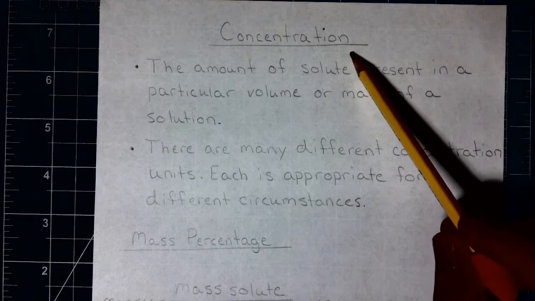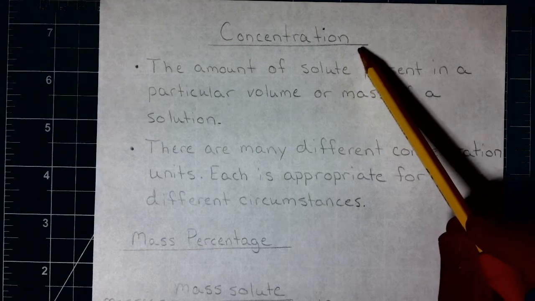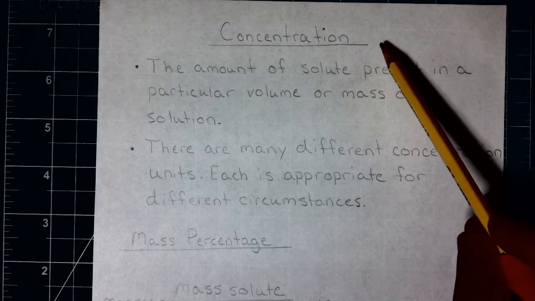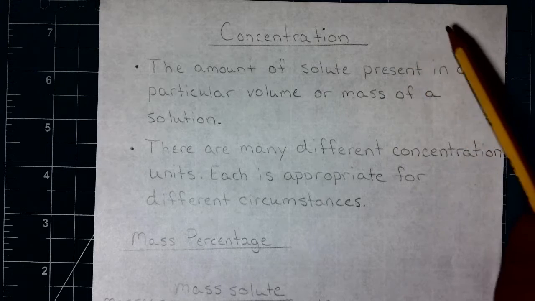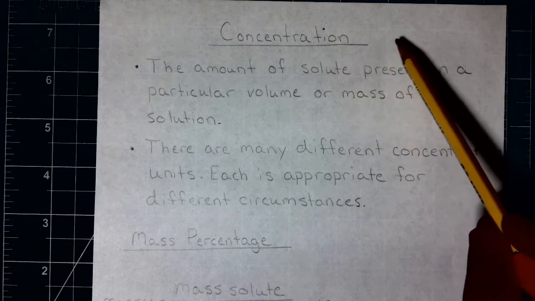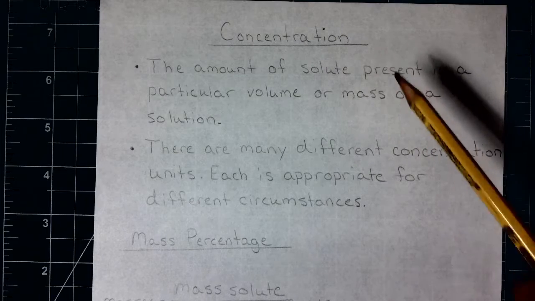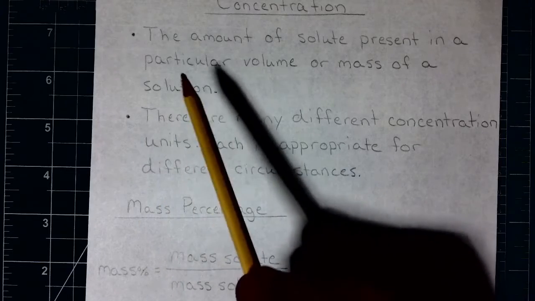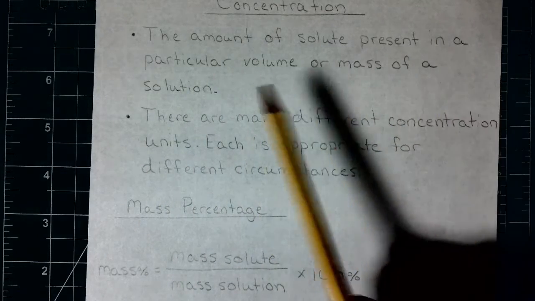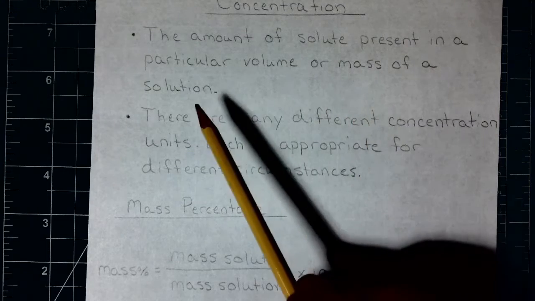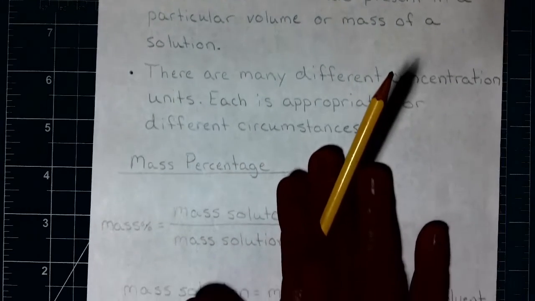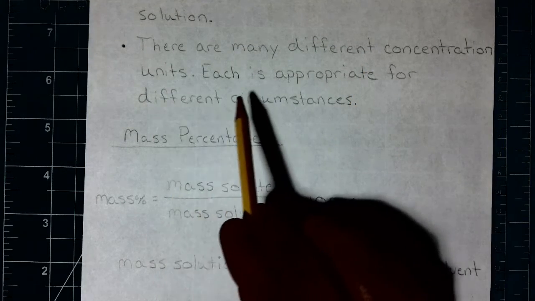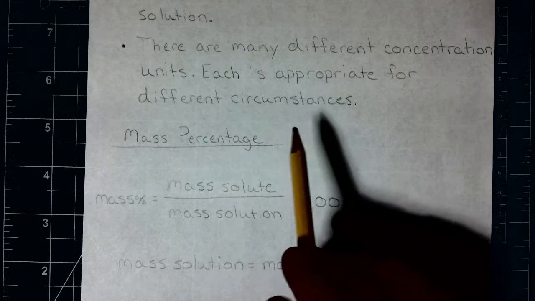We want to know what is the proper volume to deliver. You'll see this often when you're delivering any kind of medication in a liquid form. There's a certain amount of that medication that is in a certain amount of volume, and you need to be able to manipulate that in order to deliver the correct amount. So what is concentration? It is the amount of solute present in a particular volume or mass of a solution. There are many different concentration units, and each is appropriate for different kinds of circumstances.